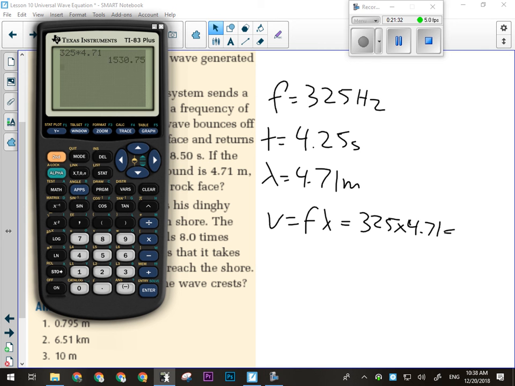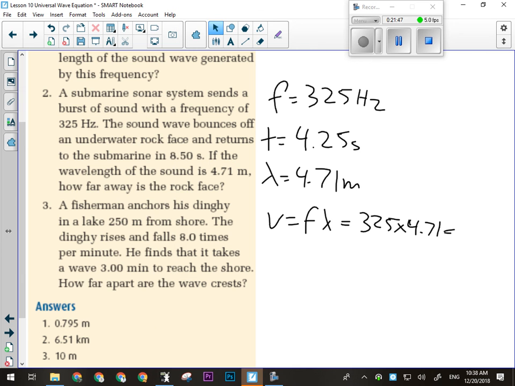So the speed of sound in water is a lot faster than it is in air. And we said longitudinal waves travel better in more dense materials. So it travels really, really fast in water, 1,530.75 meters per second. Now I'm going to take that number and put it into a V equals D over T calculation where I solve for D. And I'm going to use the 4.25 seconds, because that's how long it takes to get to the rock face. The 8.5 is to the rock face and back.